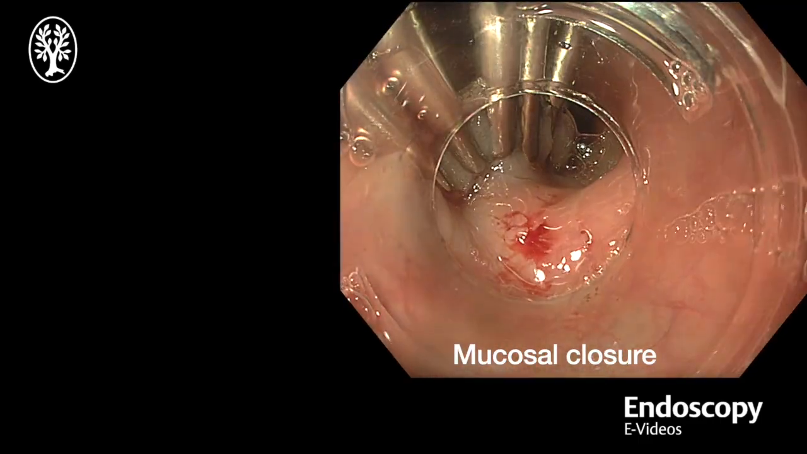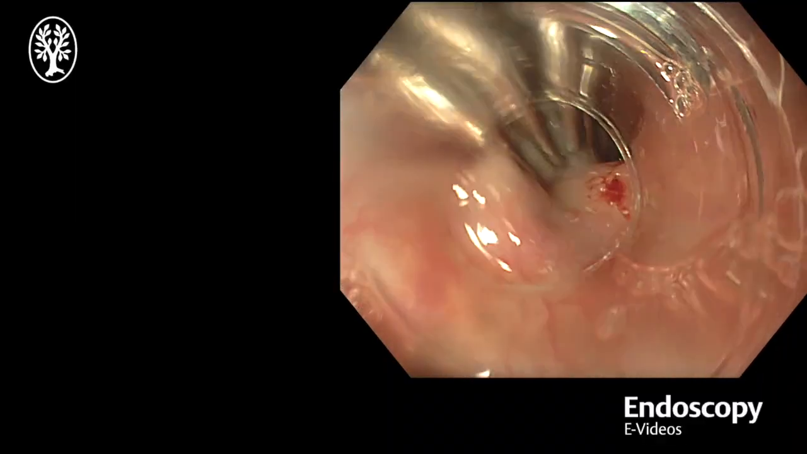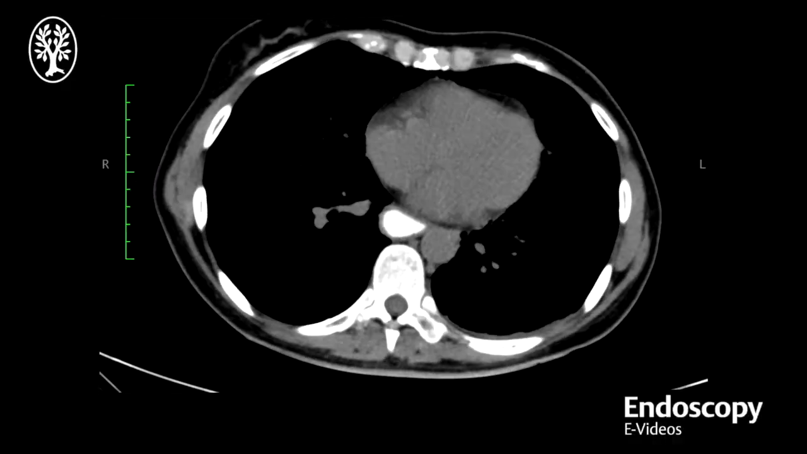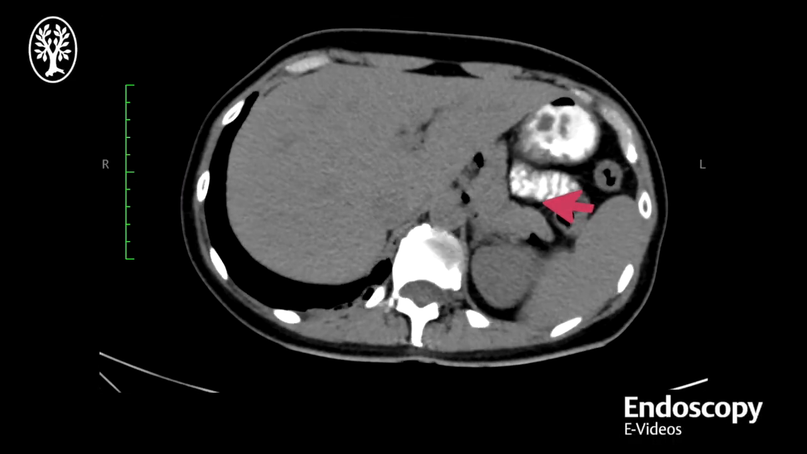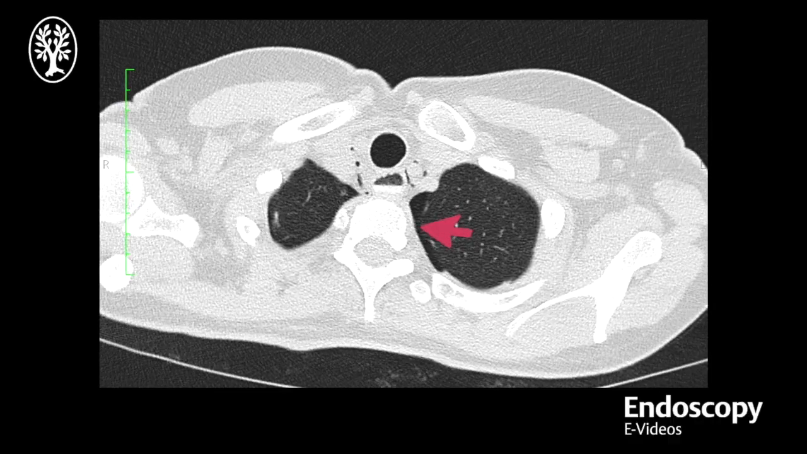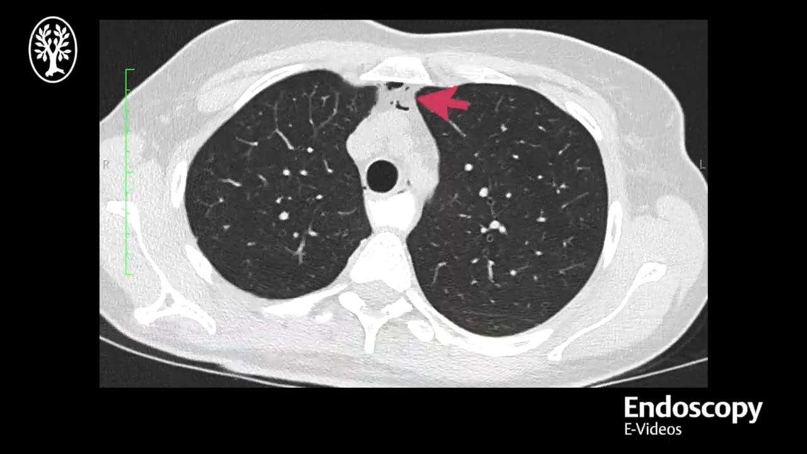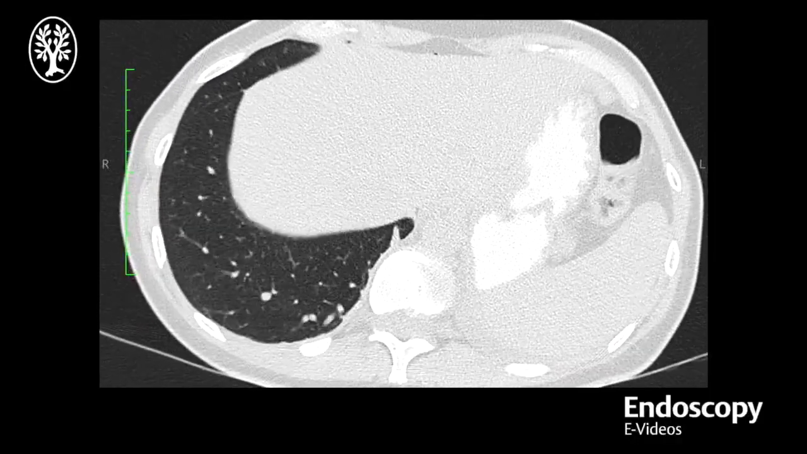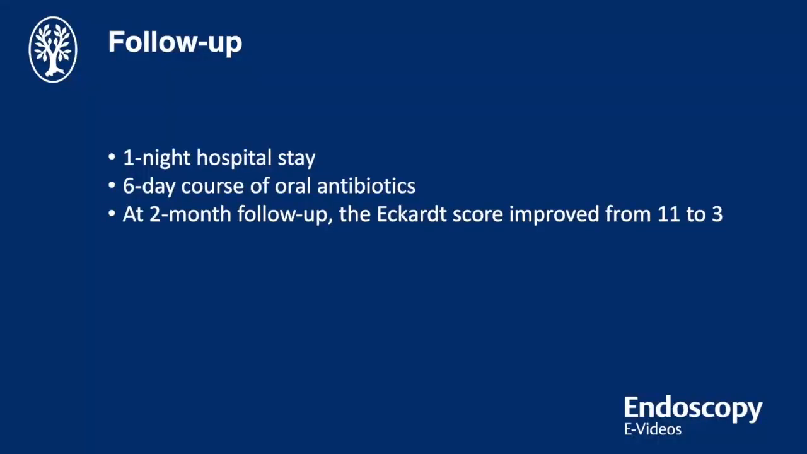The patient experienced mild post-procedural thoracic pain. The following day, a CT esophagram was performed and demonstrated no leak into the mediastinum, with rapid passage of oral contrast into the jejunum. Additional findings without clinical significance included a mild pneumothorax, pneumomediastinum, a small unilateral pleural effusion, and mild capnoperitoneum. The patient was discharged the day after the procedure and received oral antibiotics for 6 additional days. At the 2-month follow-up, the ECAR score improved from 11 to 3.